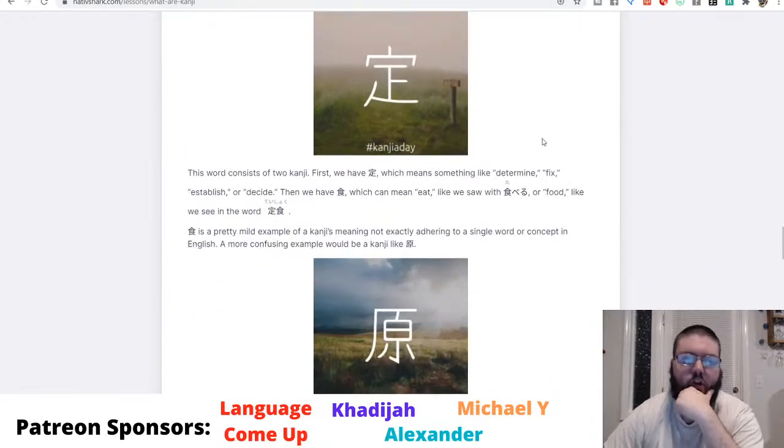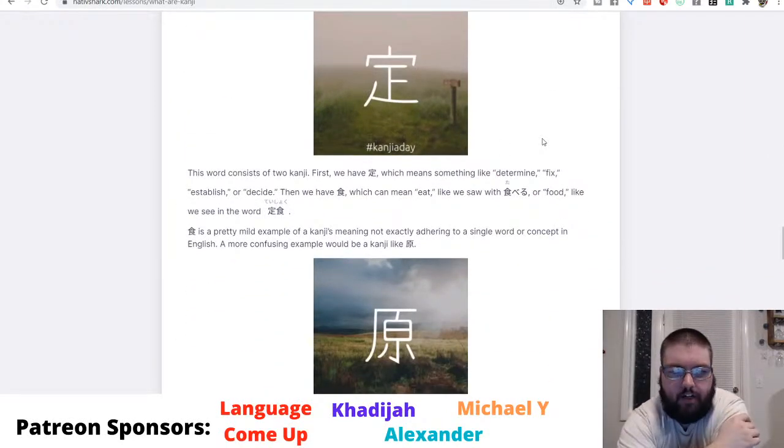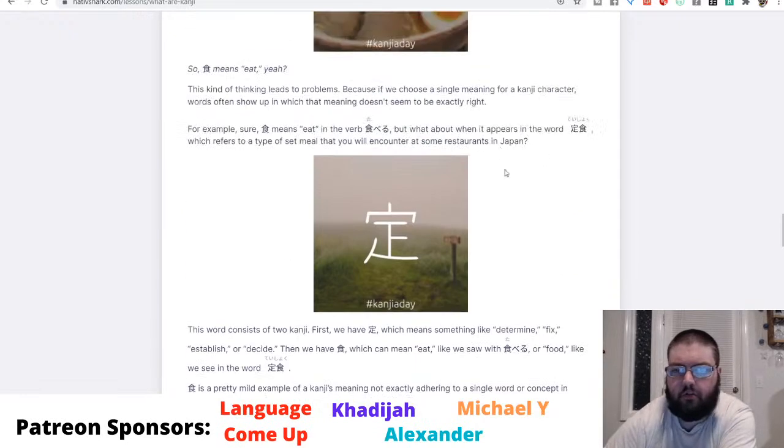Okay. This word consists of two kanji. Oh wait, did I skip over something? Okay, for example, sure, tabe or ta means eat in the verb taberu, but what about when it appears in the word teishoku, which refers to a type of set meal that you will encounter at some restaurants? Yeah, teishoku. I actually learned that in the Tango deck.